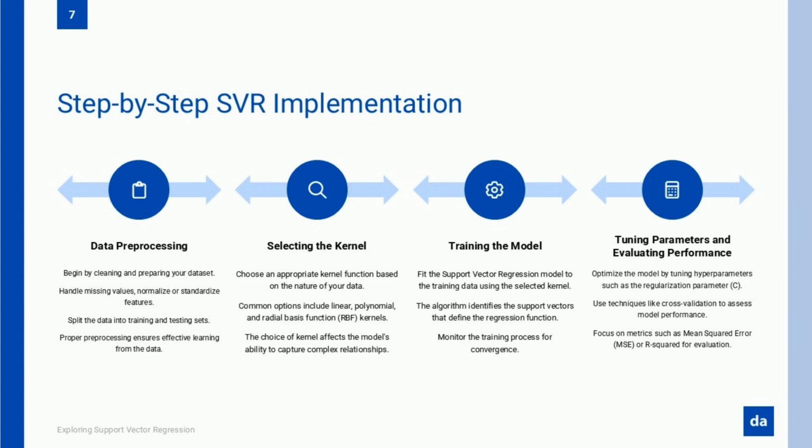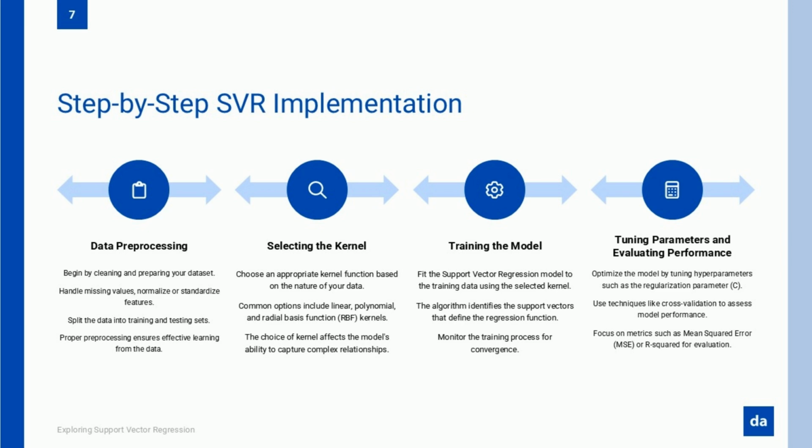The model learns by identifying support vectors, which are the most important data points that define the regression function. Instead of simply minimizing errors, SVR looks for the best possible function that fits within an acceptable margin of tolerance. During training, the model continuously adjusts its internal parameters to achieve the best balance between precision and generalization. But training alone is not enough.